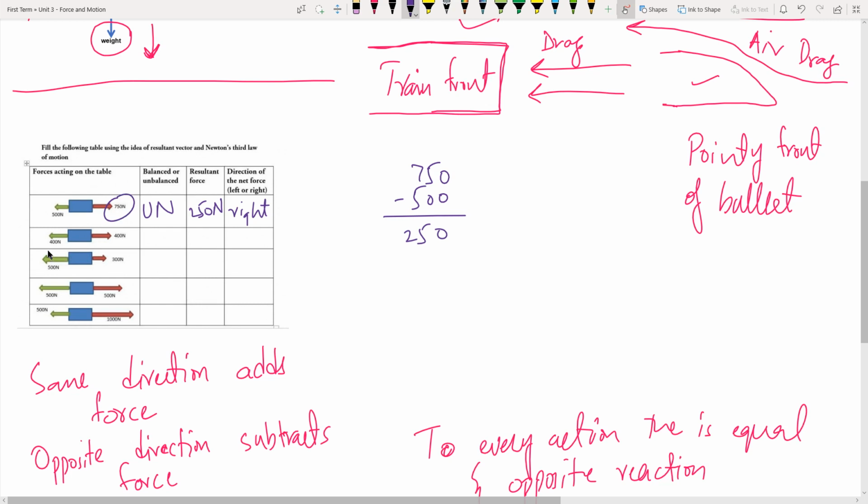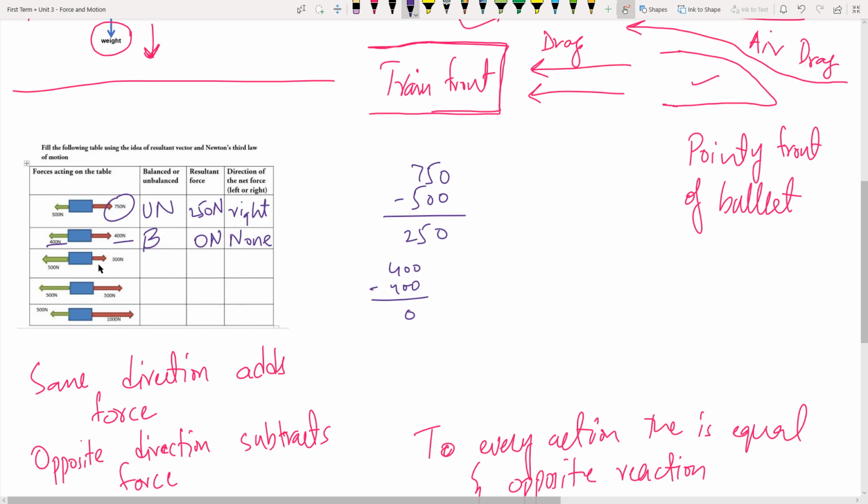In the second case, on the left there is 400 newtons, and on the right there is 400 newtons. They appear to be equal, and equal forces are balanced forces. So I'm just going to write B. The resultant force, 400 minus 400, is 0. So it's 0 newtons. Please don't forget to put this N. Whenever you quantify any numbers in physics, you need to write the units. And the direction of the force is none, because it won't be able to go to the right or the left; the forces are balanced, so the object is not going to move.